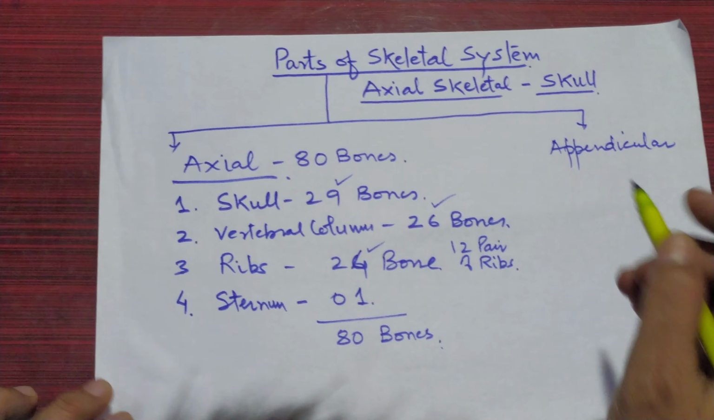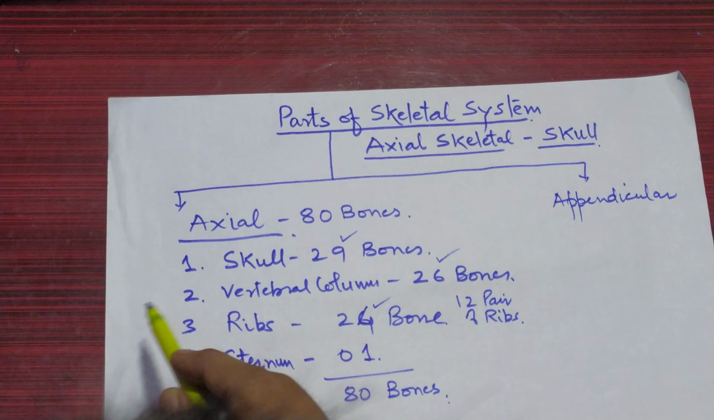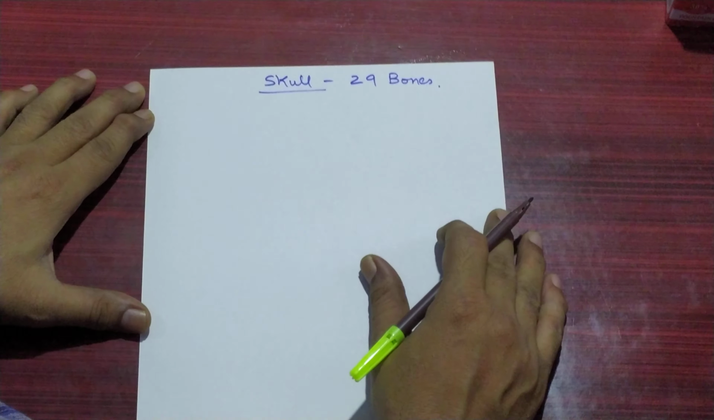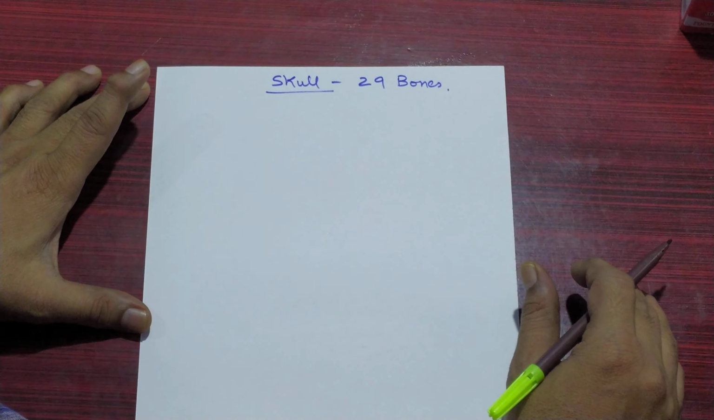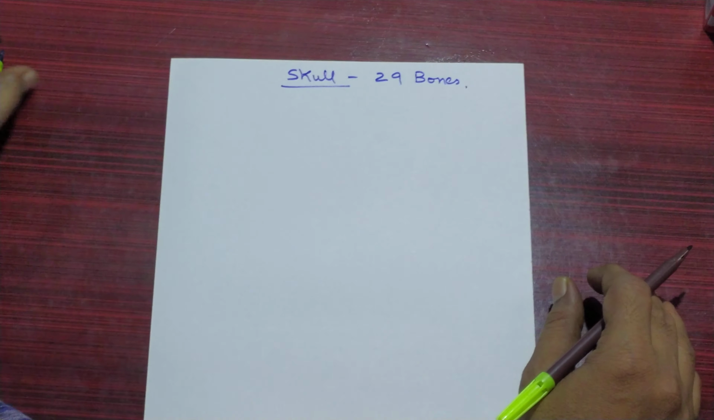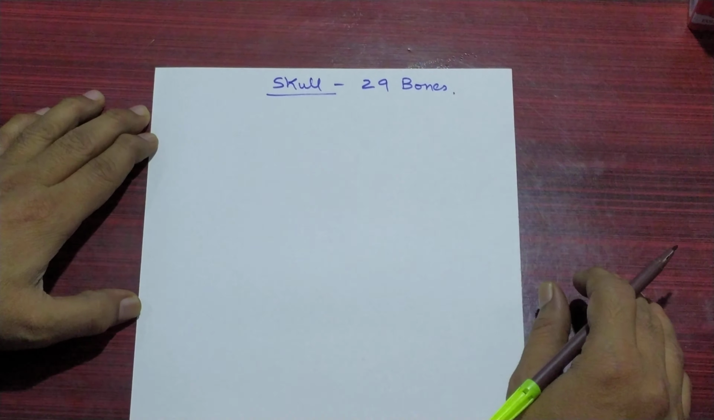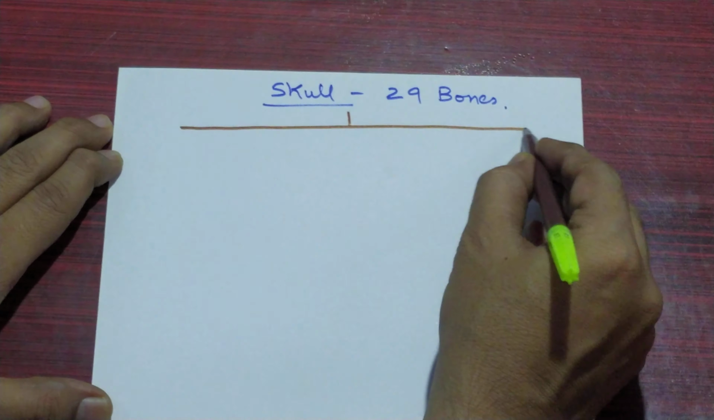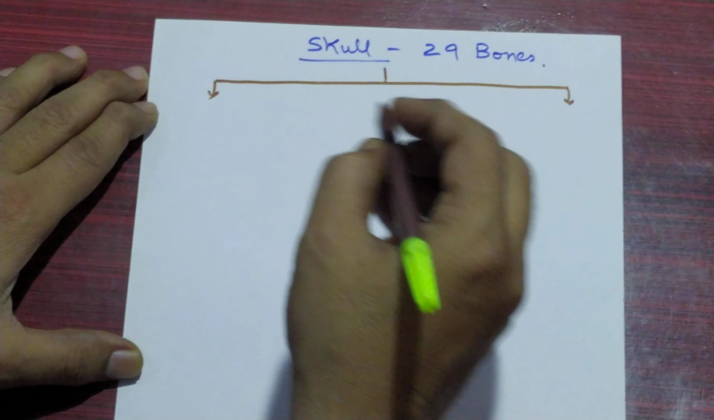And now we will talk about the first part of the axial system, the skull, that has 29 bones. Yes, student, the skull, the first part of the axial skeletal system, includes 29 bones, and these 29 bones are further divided into 4 parts.